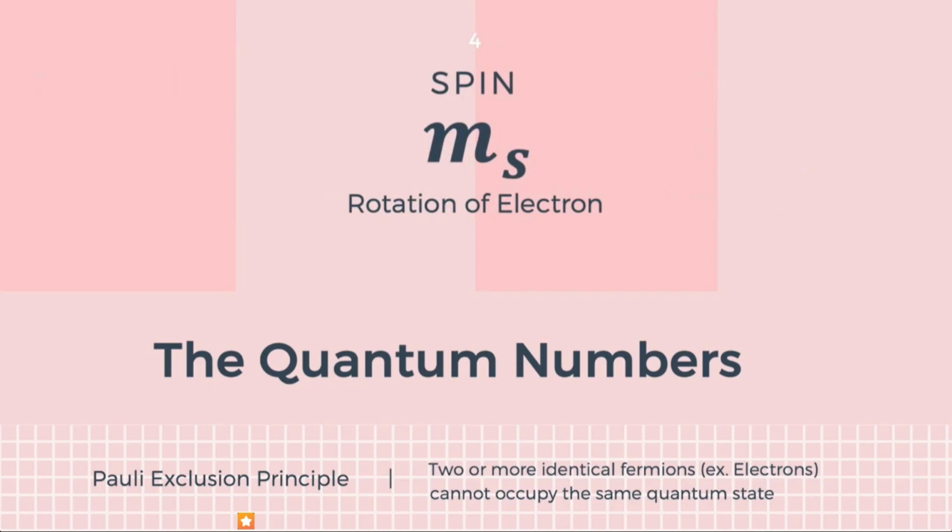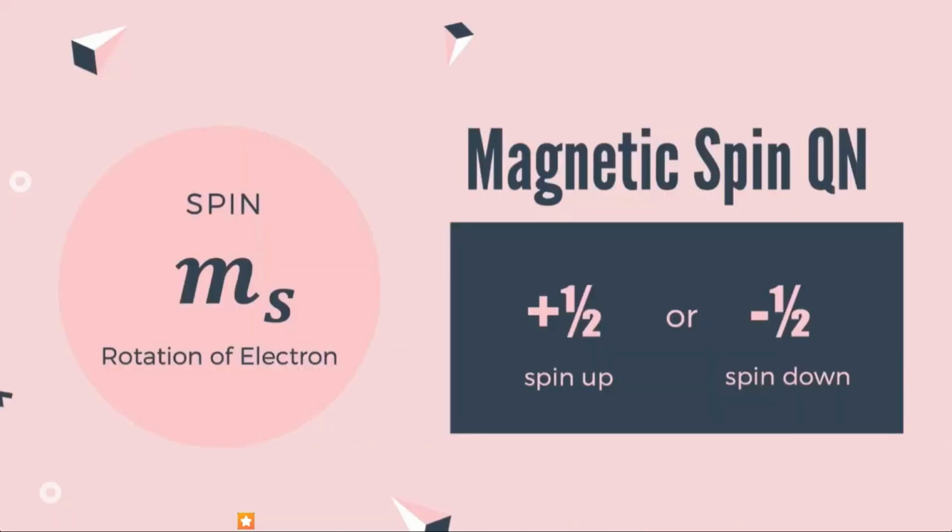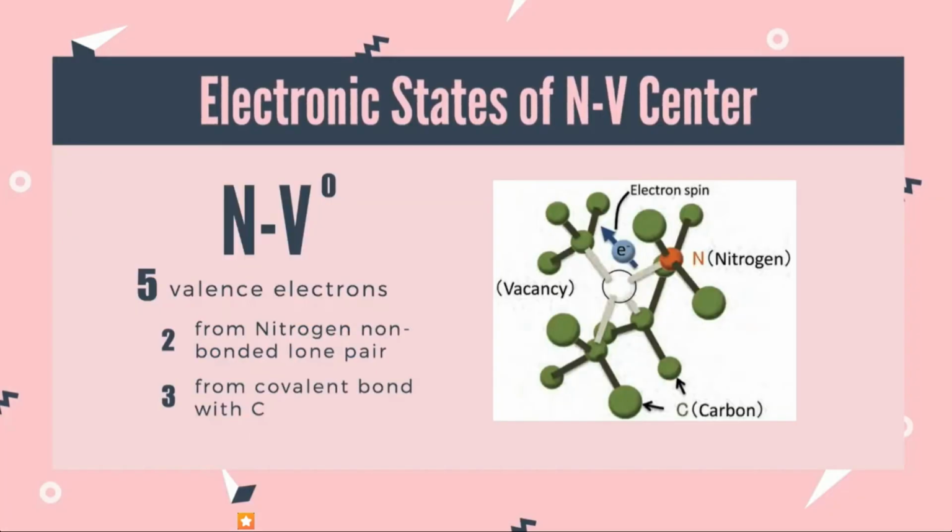We focus on the spin quantum number. It is actually the rotation of the electron. One is spin up and the other is spin down. These are the two properties which can also be used as a qubit, as you know that in a qubit one state is 0 and the other is 1. So, two states.